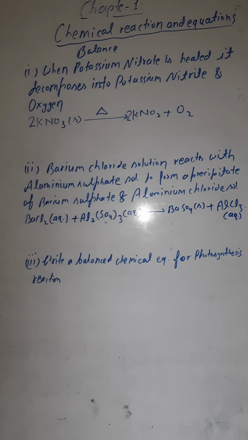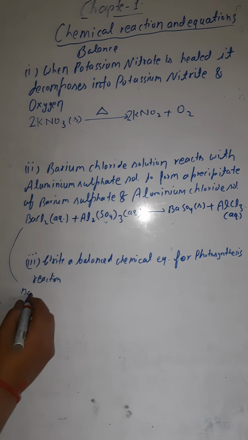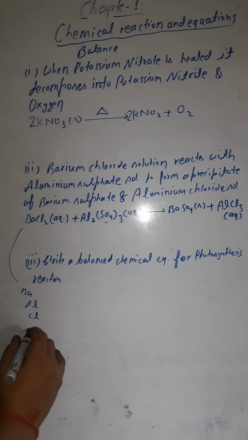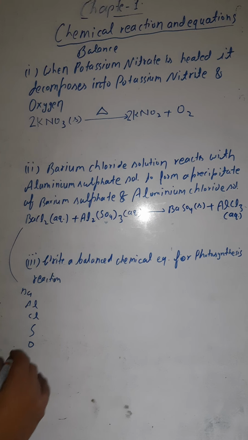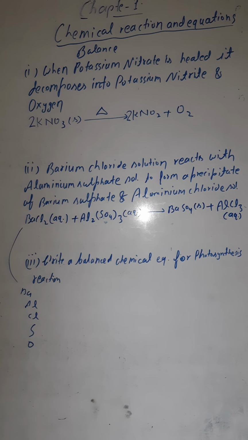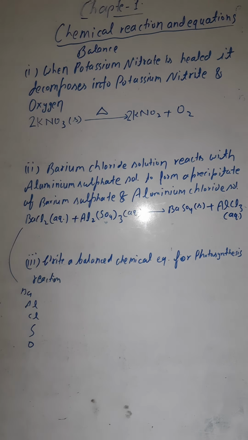Okay, now let's balance this. First we'll balance the metal barium. Then we'll balance aluminium, then the non-metal chlorine, then sulfur, then oxygen. So first is barium. Barium is only one atom here and in the product side also one atom. Now check aluminium. Here there are 2 atoms of aluminium, and there only 1 atom of aluminium.